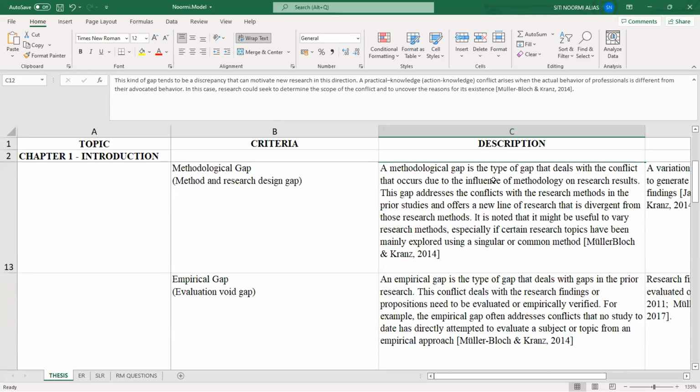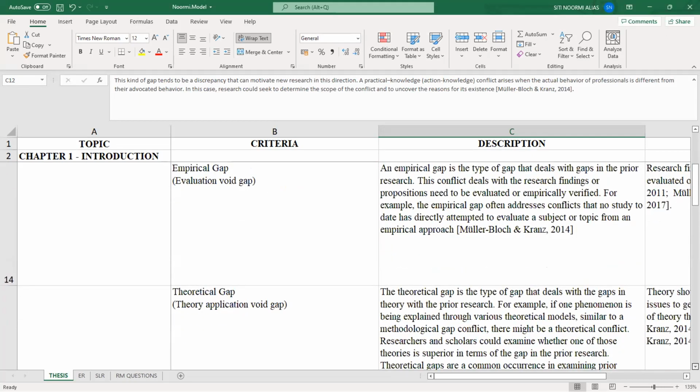Methodological gap, macam contoh past study being conducted in qualitative but now you are proposing a quantitative. Why? Then provide the justification why. Okay, jangan sebut kata past study buat qual dan sekarang you nak buat quant, tak cukup. You need to provide justification why a quantitative study is necessary. Okay? Empirical gap, theoretical gap.